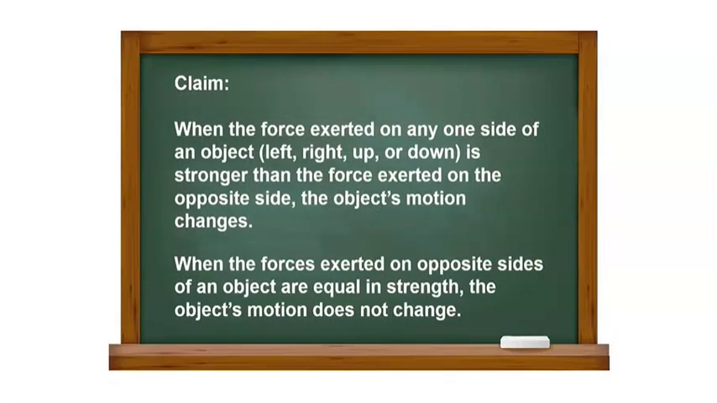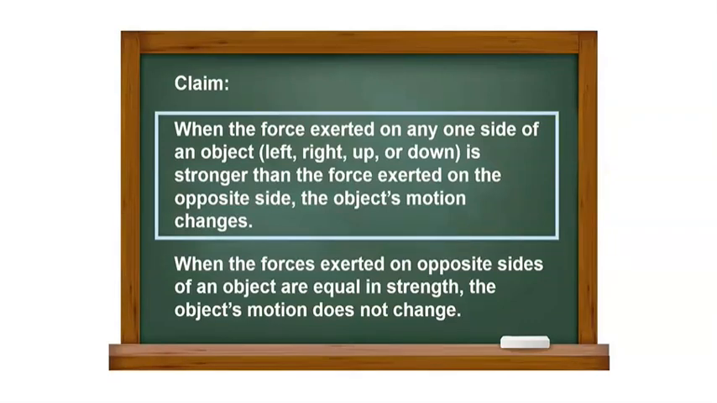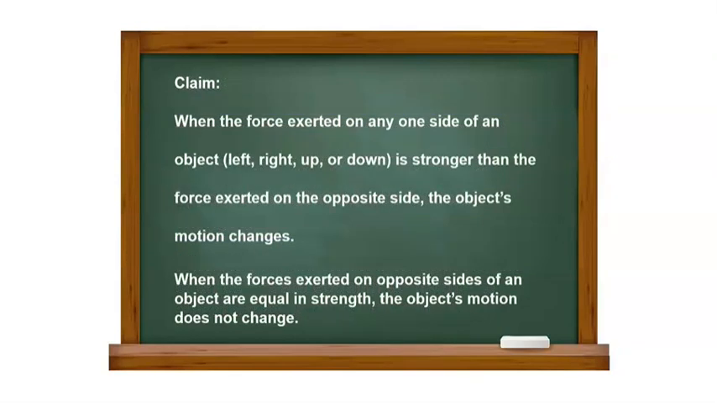Now is a good time to revisit our class claim. Let's reread the first part. When the force exerted on any one side of an object, left, right, up, or down, is stronger than the force exerted on the opposite side, the object's motion changes. Do you think we have enough information to update this part of the claim? I think so too. How can we make our claim more precise? Well, now we know that when any of the forces exerted on an object are unbalanced, the object's motion changes.